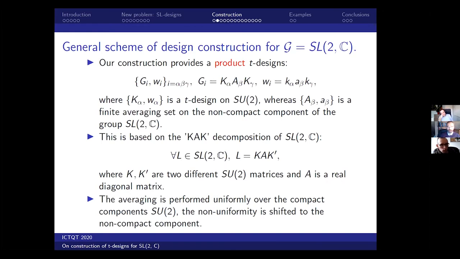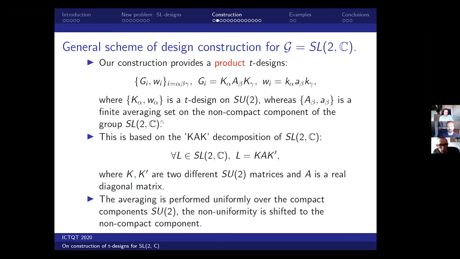Our result is the following: we could obtain these SL2C designs as product designs. They have the form of products of matrices which correspond to two categories. The first, these K matrices, are themselves t-designs on SU2, the maximal compact subgroup of SL2C, whereas these A matrices are finite averaging sets on the non-compact component of the SL2C group.